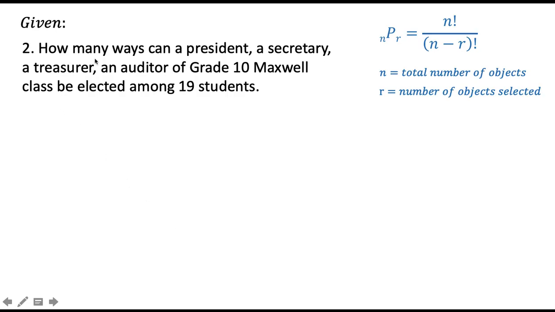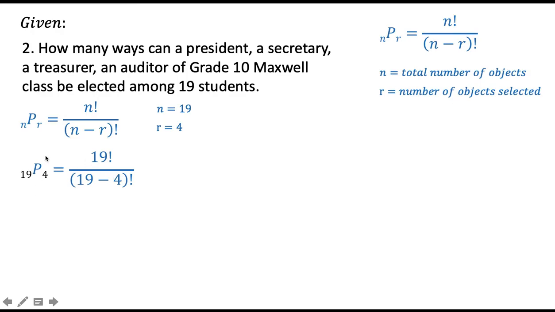In our given number 2, how many ways can a president, a secretary, a treasurer, and an auditor of the grade 10 Maxwell class be elected among 19 students? So since each officer here is unique, the order is important. So we will be using the same permutation formula and identify the n. Since there are 19 students in all, our n is 19. And our r is 4 because there are 4 officers taken at a time: president, secretary, treasurer, and auditor.